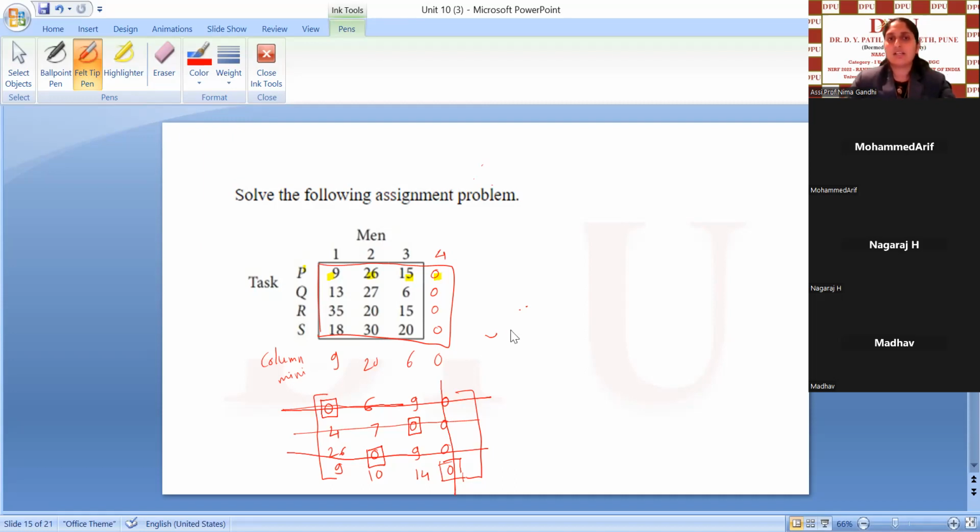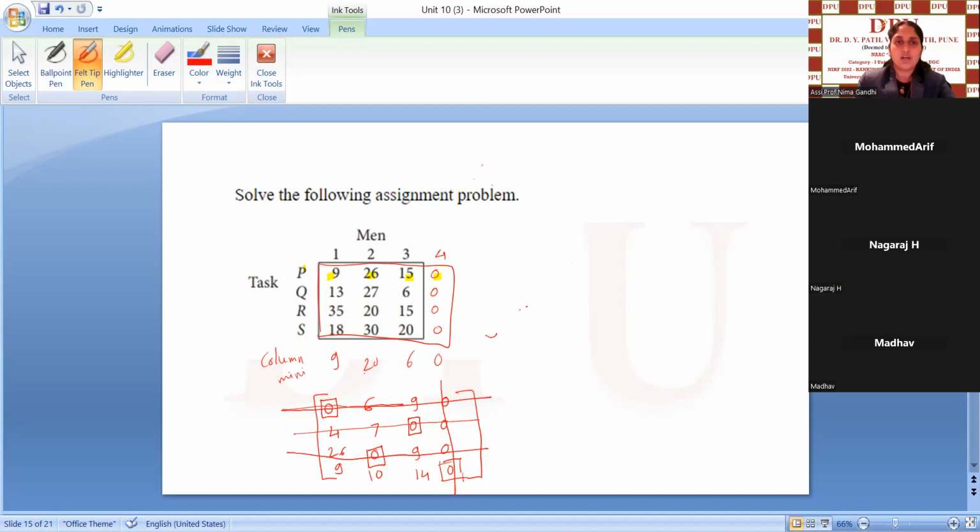So here we have done the allocation at 4 places, like 1, 2, 3, 4. Okay, and the number of rows and number of columns. If your allocations are equal to the number of rows or number of columns, it means here you have done the allocation at 4 places. You have 4 rows and 4 columns. So you can go further and you can calculate the cost.